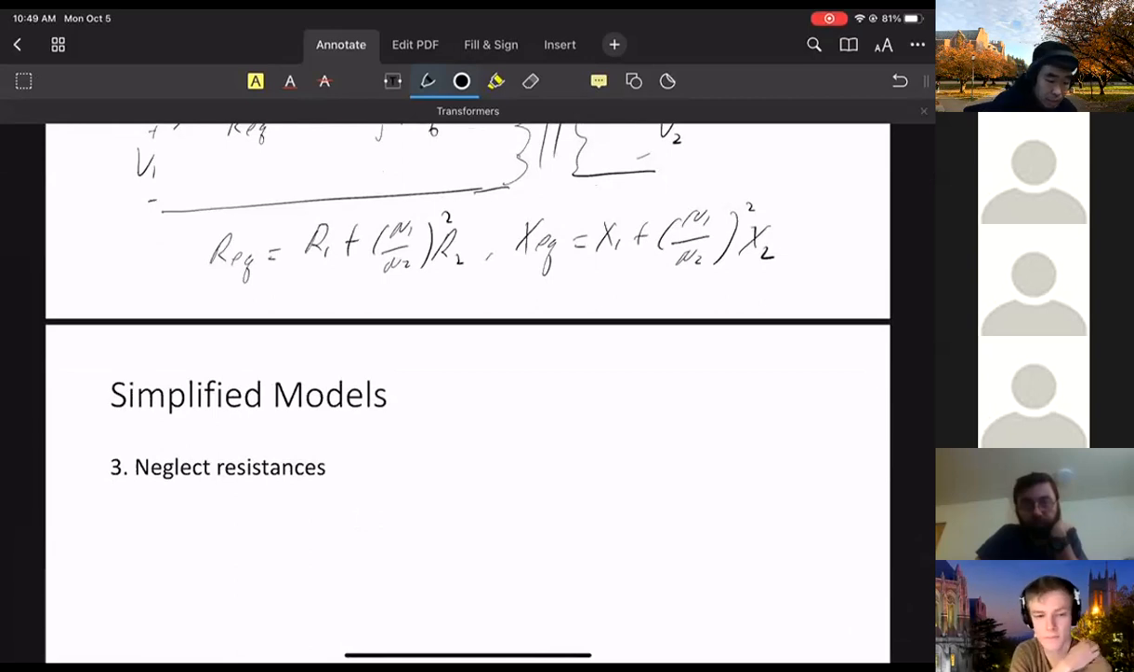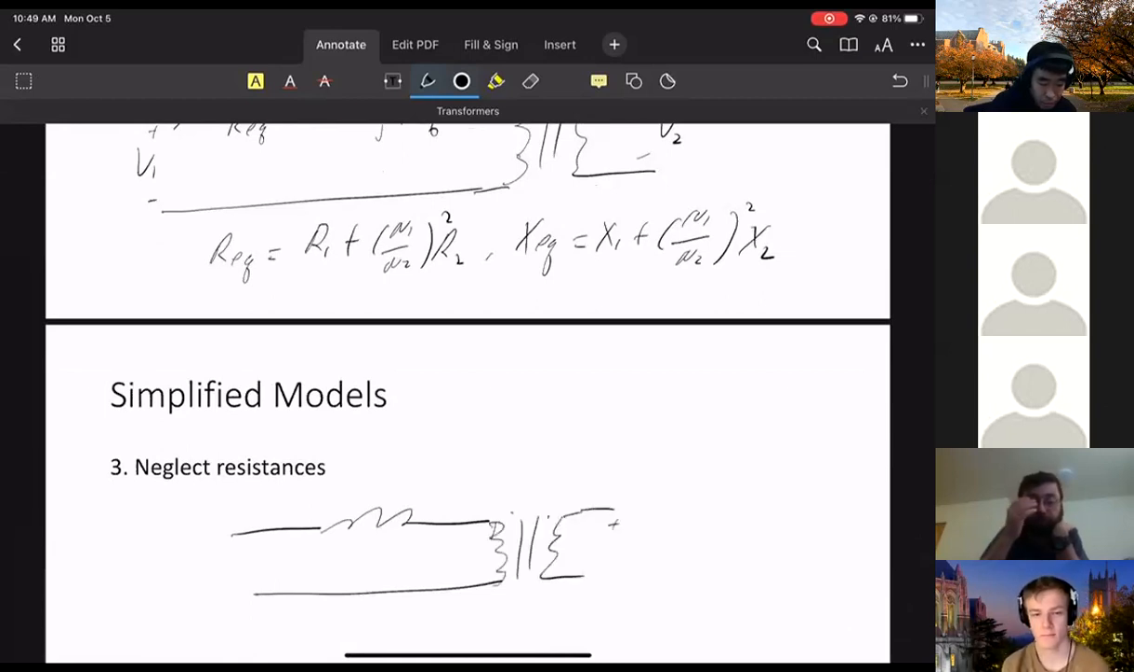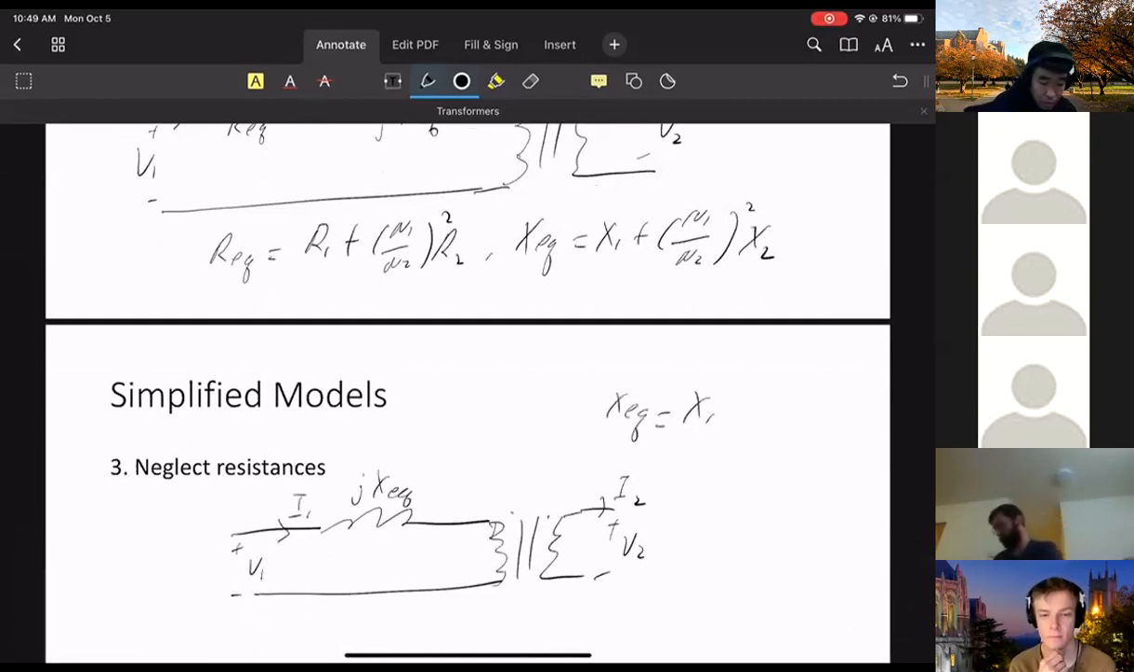So if you ignore this, then things become really simple. So this is jX equivalent. X equivalent is just X1 plus the secondary things reflected to the primary. Okay, so this is the equation we have for the simplified model.